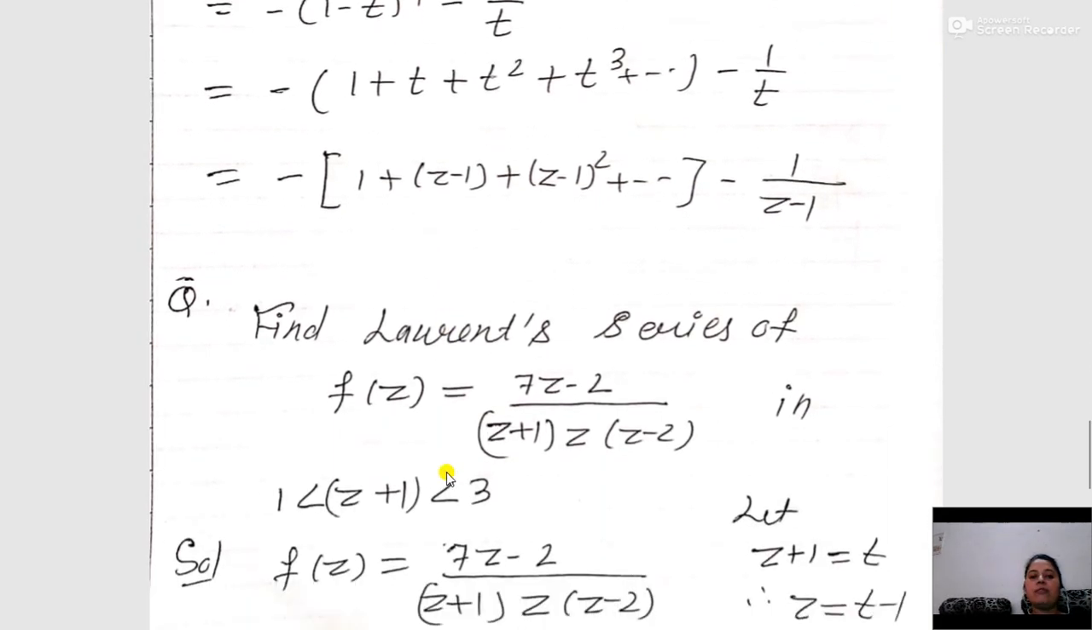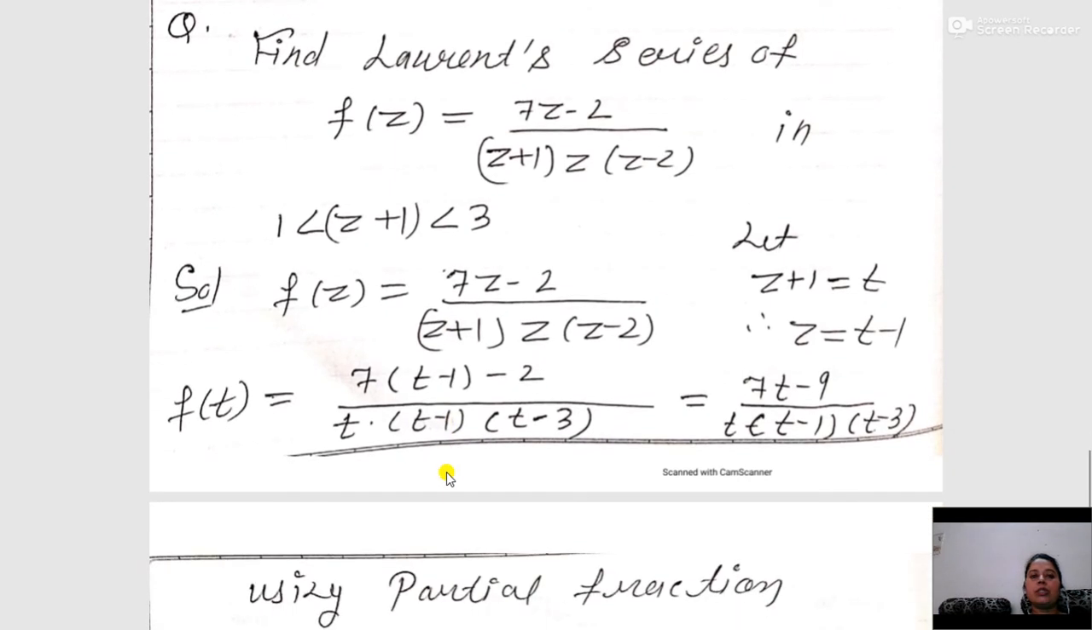Now, we have our next question. In this question, we have to find out the Laurent series of f(z) equal to (7z minus 2) upon (z plus 1) into (z minus 2), in the region that mod z plus 1 is greater than 1 but less than 3. Since it is clear that z is a positive quantity, f(z) is 7z minus 2 upon (z plus 1) into (z minus 2).